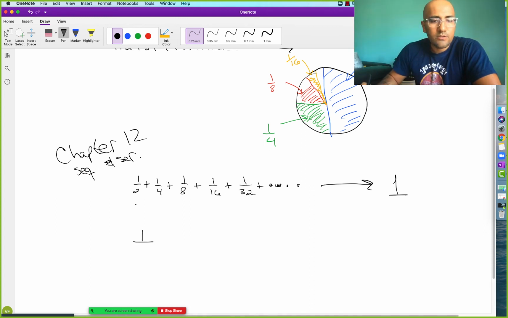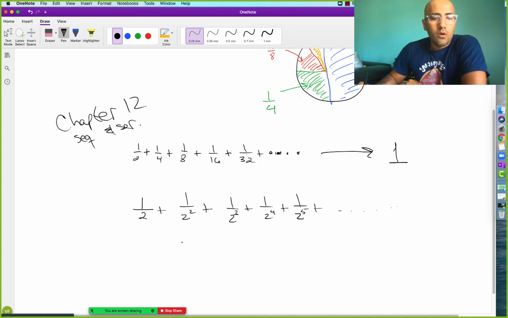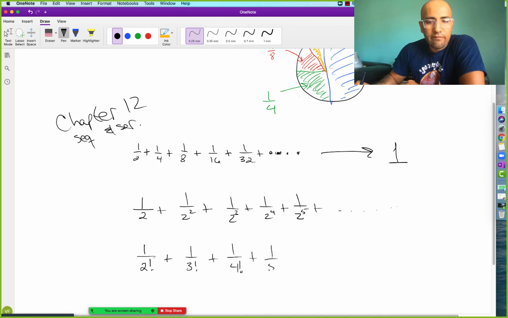How about this one was really the same thing as 1/2 plus 1/2 squared plus 1/2 cubed plus 1/2 to the 4th power plus 1 over 2 to the 5th power, right? That's what that one was. So why not think about different ones? How about 1 over 2 factorial plus 1 over 3 factorial plus 1 over 4 factorial plus 1 over 5 factorial, right? Remember factorial is the multiplication of all the integers down to 1. So 5 factorial equals 5 times 4 times 3 times 2 times 1. It's this sort of countdown of multiplication down to 1. That's what that factorial means.